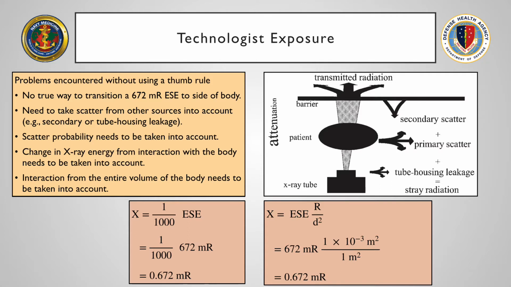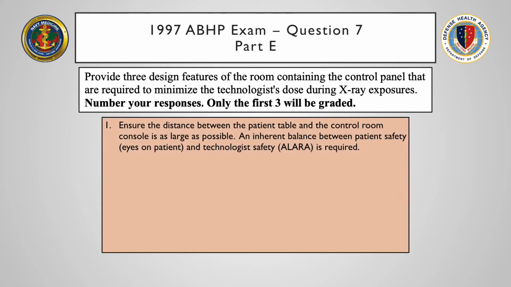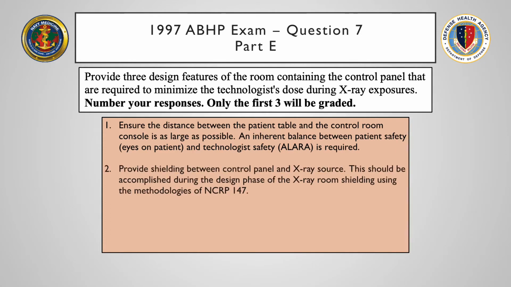Part E asks us to provide 3 design features of the room containing the control panel that are required to minimize the technologist's dose. So 1, you ensure the distance between the patient table and the control room console is as large as possible. So this requires you to balance technologist safety, or the ALARA concept, but also patient safety, keeping your eyes on the patient. 2, provide shielding between the control panel and the X-ray source.